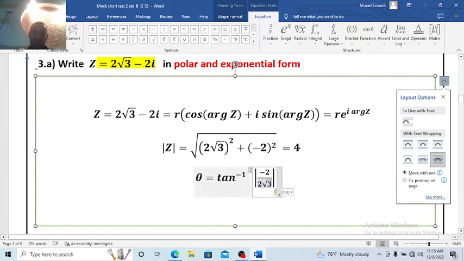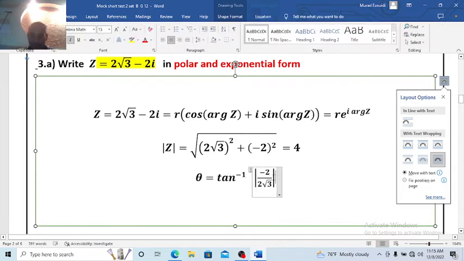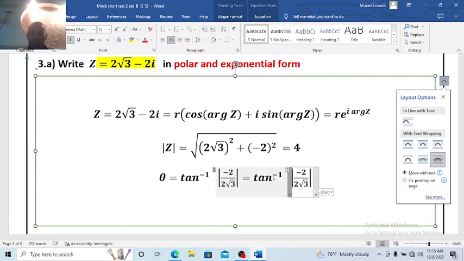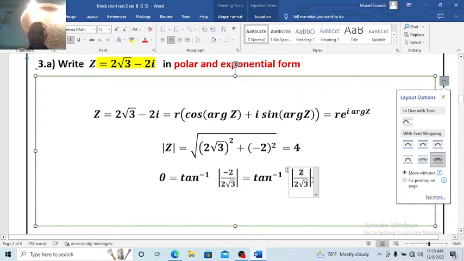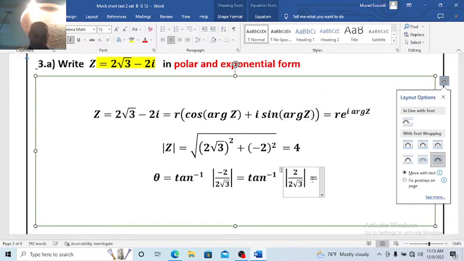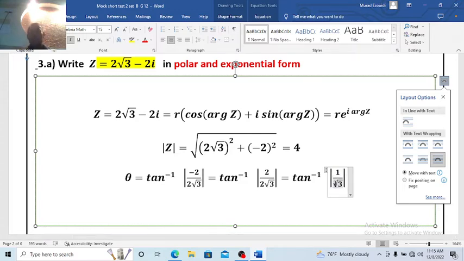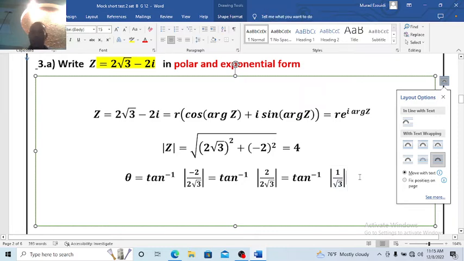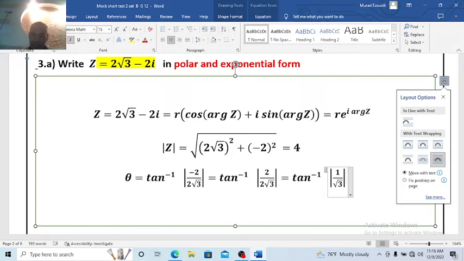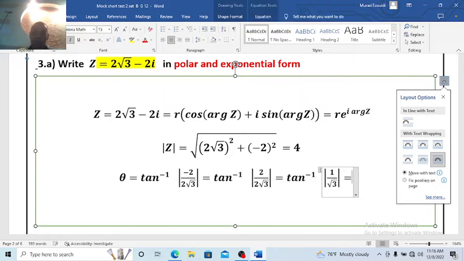So this one should be equal to arctan of 2 divided by 2 square root of 2, which is equal also to arctan of 1 divided by root of 3, because 2 is a common factor between the numerator and the denominator. And this one, my learners, gives in fact pi over 6. You can use a calculator. It will be equal to pi over 6.